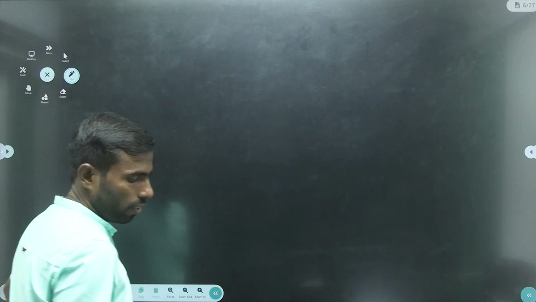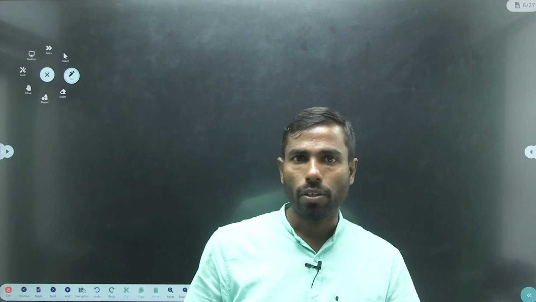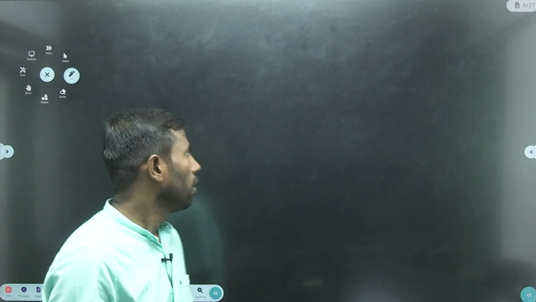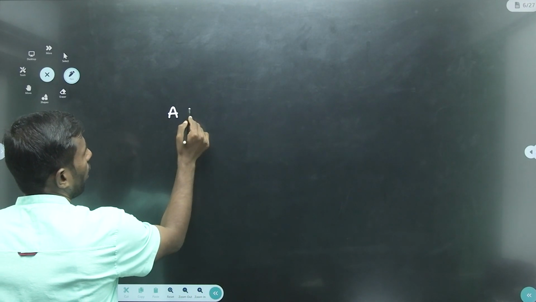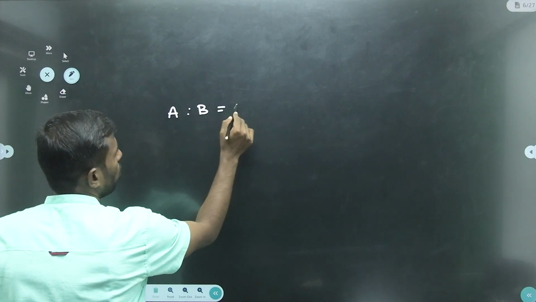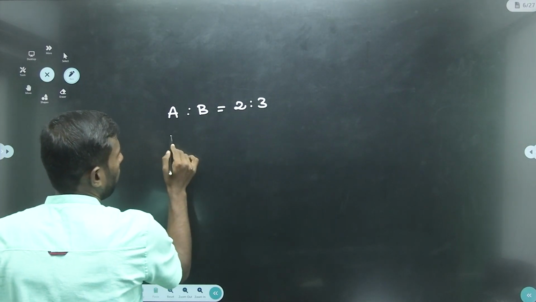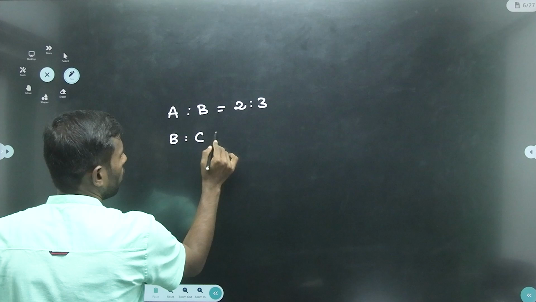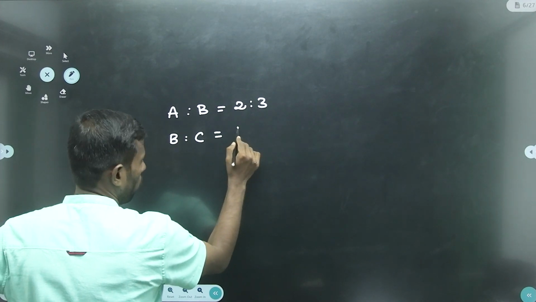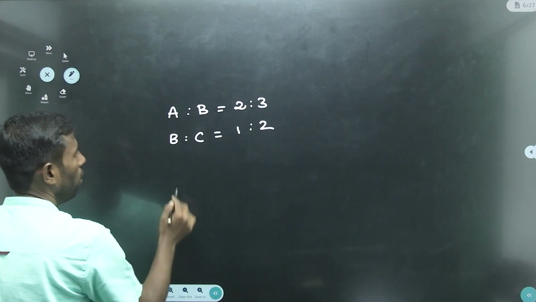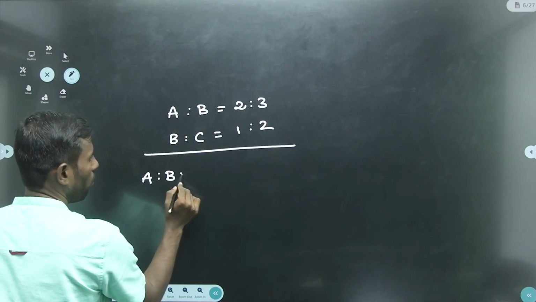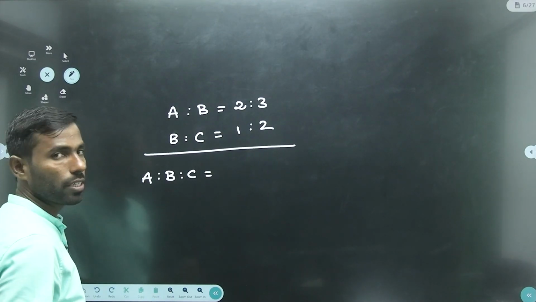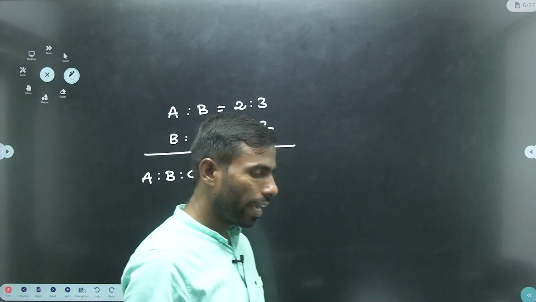First, we see the basics of ratio problems. Some problems look like this: A is to B is 2:3, and B is to C is 1:2. Find the ratio of A is to B is to C.